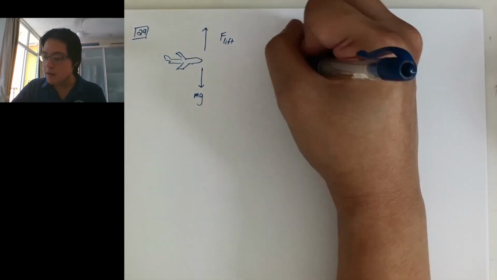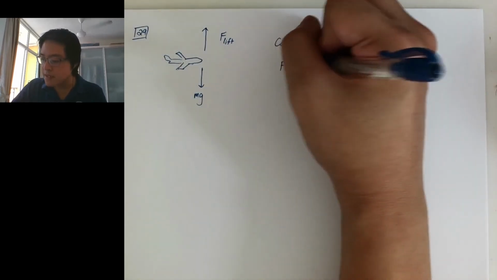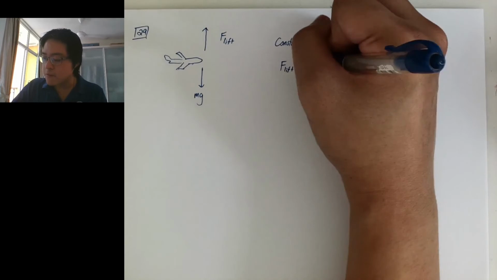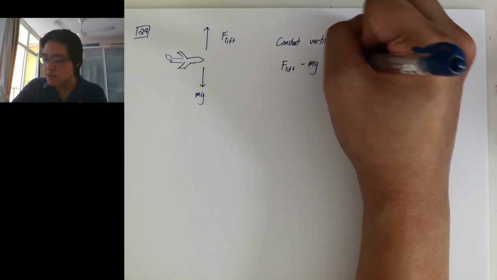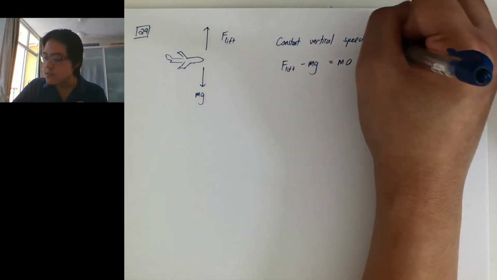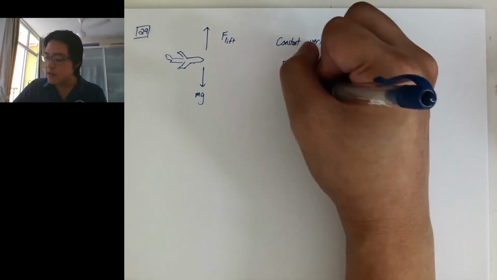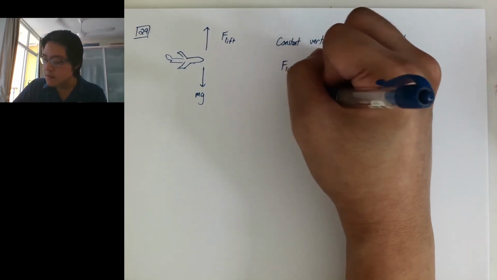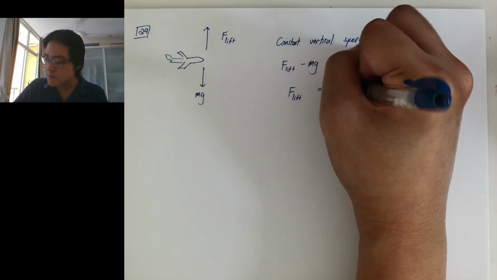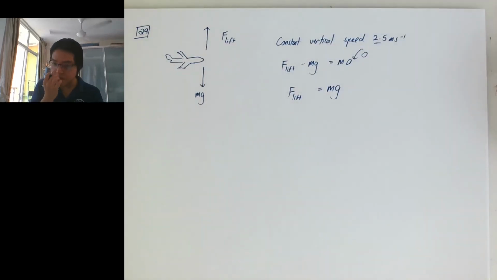Therefore, what is the net force in the vertical direction? If I take upwards to be positive, F minus mg equals ma. This one will give 0, right? In other words, my lift force is equal to mg. So that part is pretty straightforward.